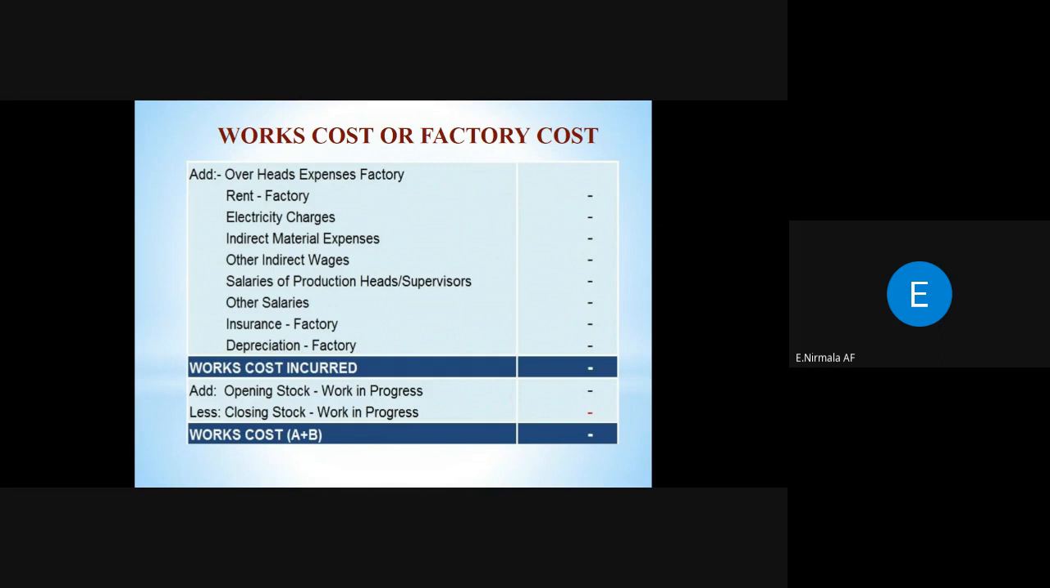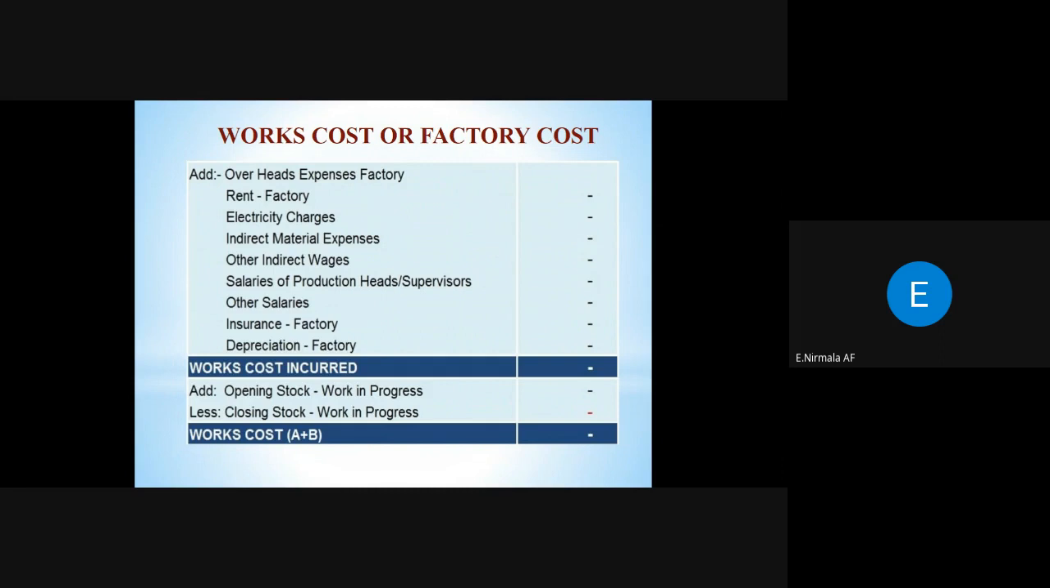Now, what is overhead cost? An overhead cost is any necessary expense needed to run the business. While we cannot eliminate overhead entirely, you can reduce overhead cost.